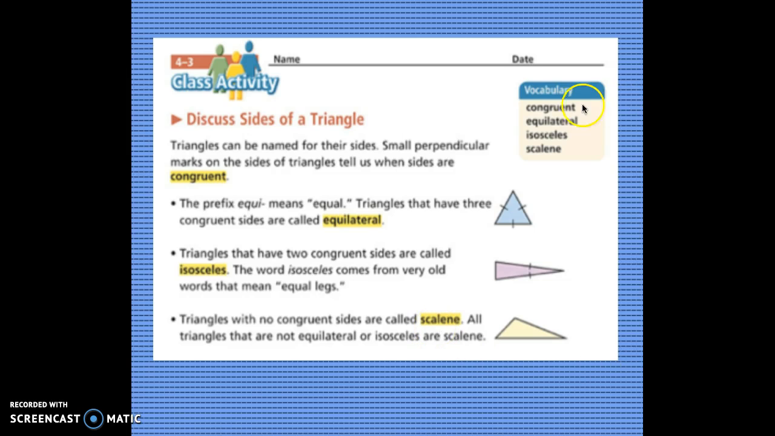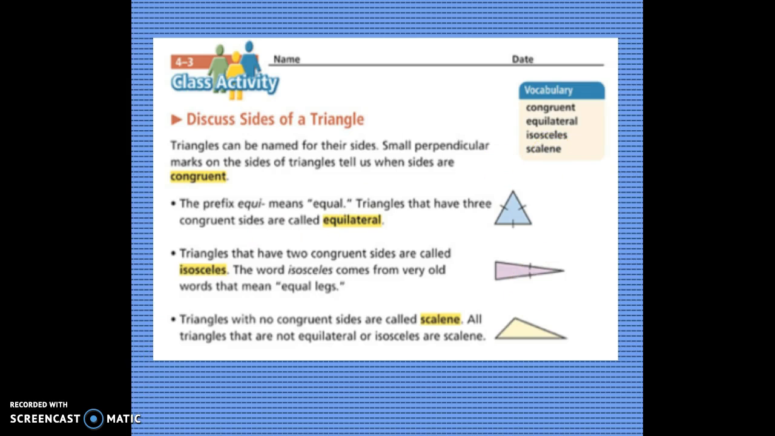Again, looking back at our vocab, congruent means the same length, the same sides. So all of these sides are the same, they're congruent. Equilateral is when all three sides are the same. All three sides are congruent. When only two sides are congruent, it's isosceles. And when none of the sides are congruent, then we say it's a scalene triangle.